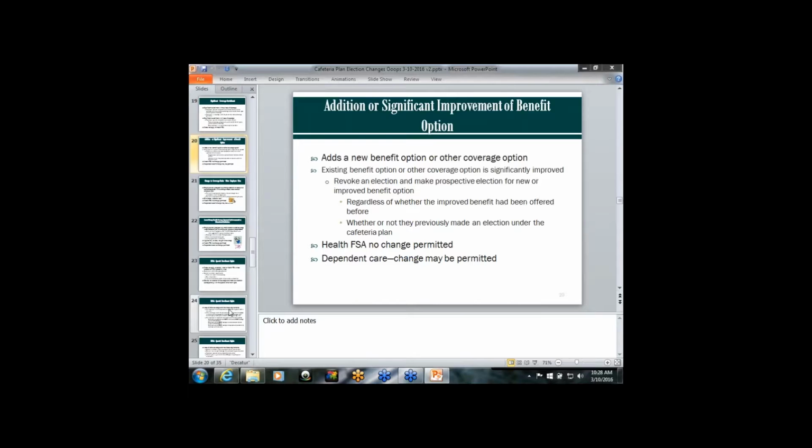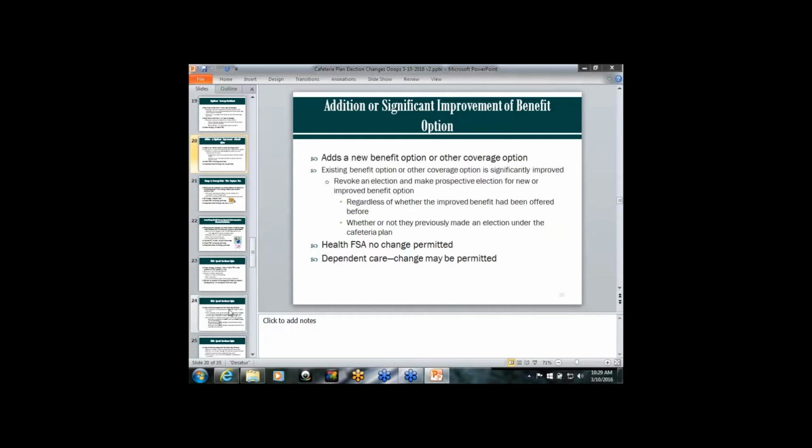So the next reason is the addition or significant improvement of a benefit package option. A plan can be drafted to permit a participant to make certain election changes mid-year on account of an addition or significant improvement of a benefit option package. Basically, maybe you started out as an employer with a high deductible health plan, and you've determined that a PPO might be a better benefit option, and you want to go ahead and offer that after a couple of months. That's the type of thing we're looking at.